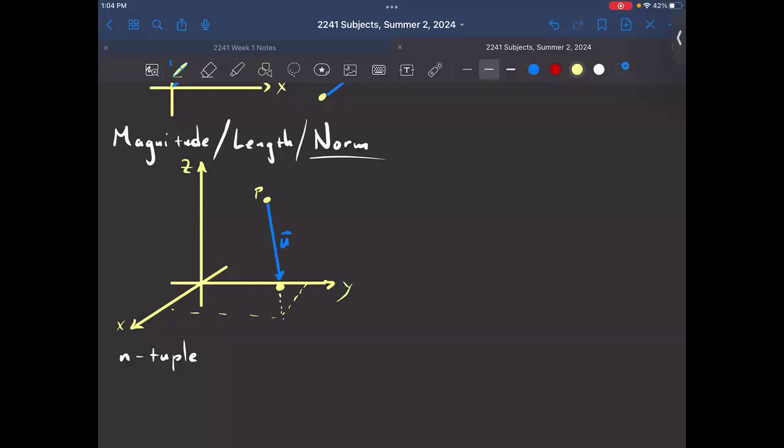Here's P, here's Q, and maybe P is way back here, and Q is way up there. So u is pointing sort of towards us and down. Well, the length of u is just the distance between P and Q. That's why it's written that way. So we have that the length of u is equal to the distance between P and Q. This is also the distance between the initial point of u and the terminal point of u.